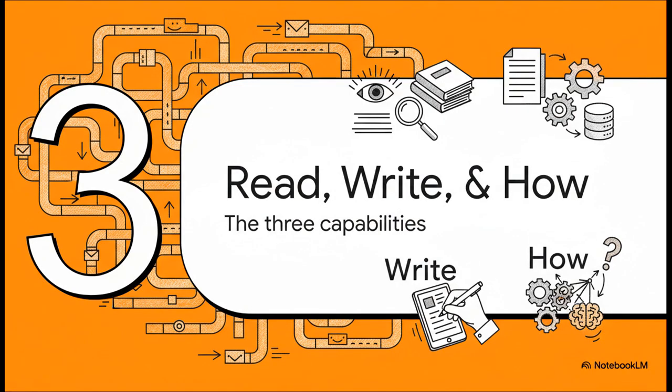Okay, so we get the architecture of the pipe, right? But what can actually flow through it? The protocol boils it down to 3 core capabilities. You can think of them as read, write, and how. And if you're the developer, it's your job to decide which of these you're going to turn on.